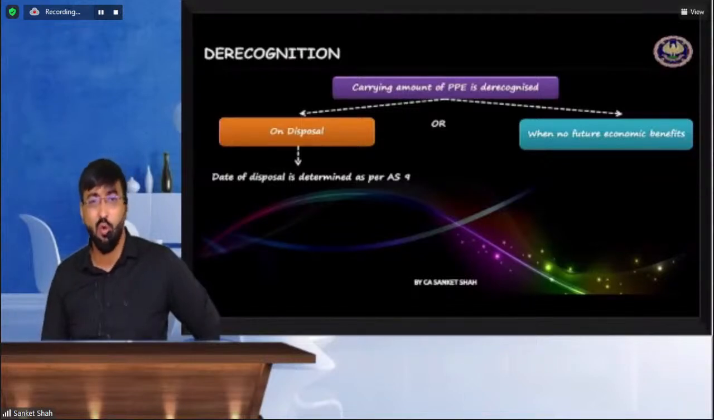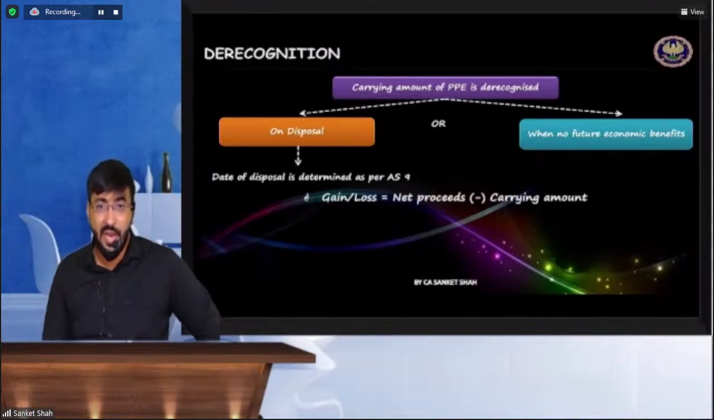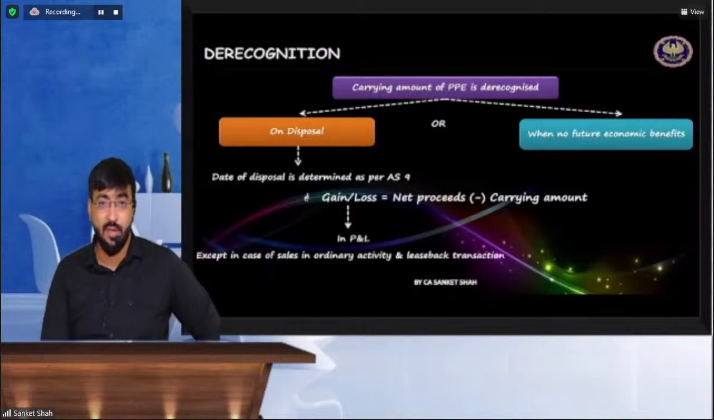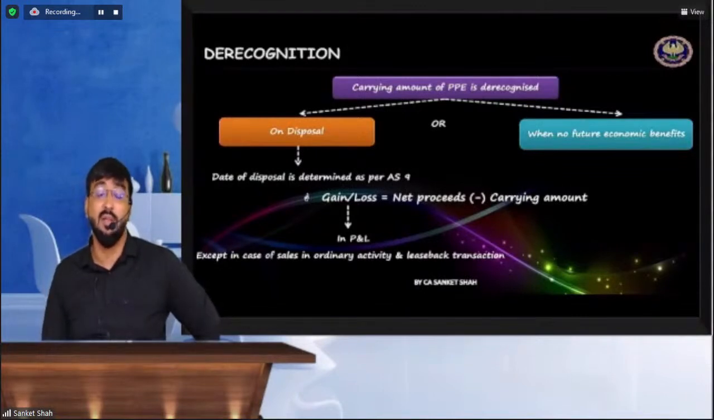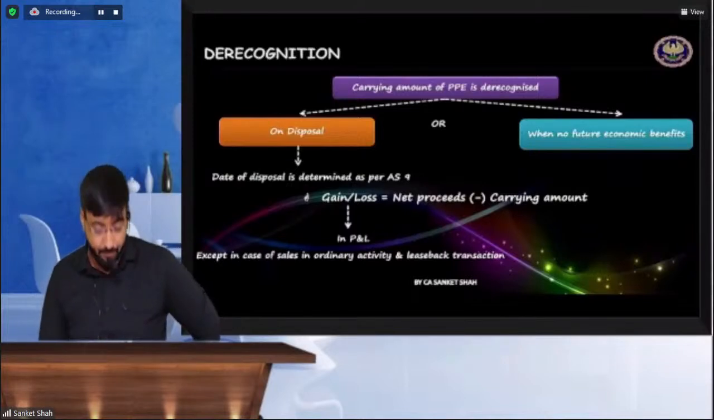We record that profit or loss in the P&L account whenever you are selling your asset. Gain or loss is net proceeds minus carrying amount. If net proceeds is greater, it is profit. If net proceeds is less, you are in loss. Gain or loss you will record in the profit and loss account, except in case of sales in the ordinary activity and leaseback transaction. Leaseback transactions will be covered under Accounting Standard 19, accounting for leases. That will be taken care of by the second group faculty. I'm not going to explain that.